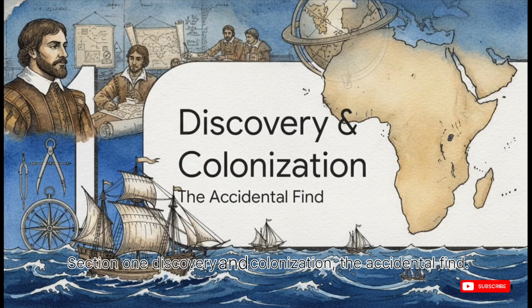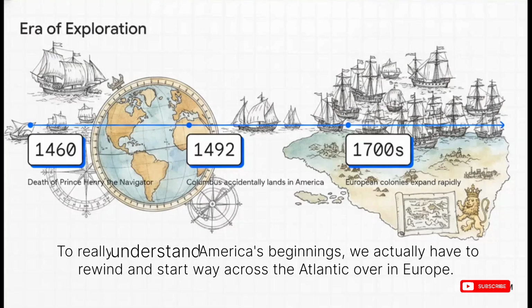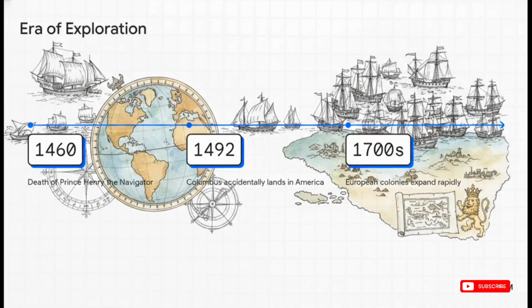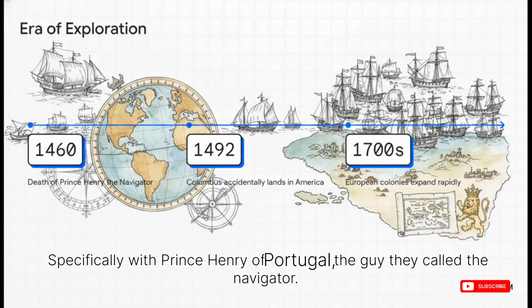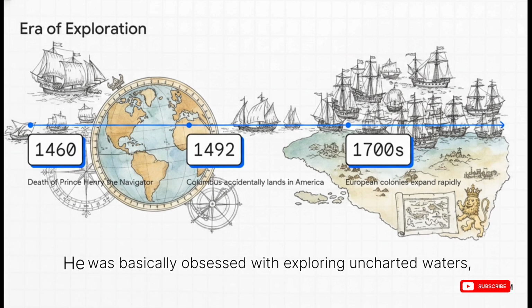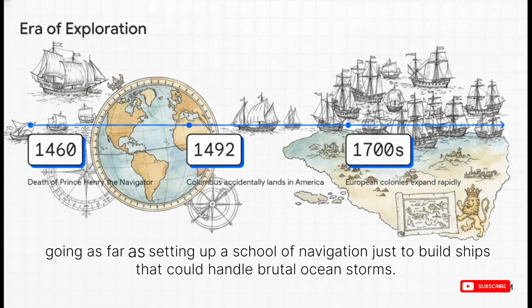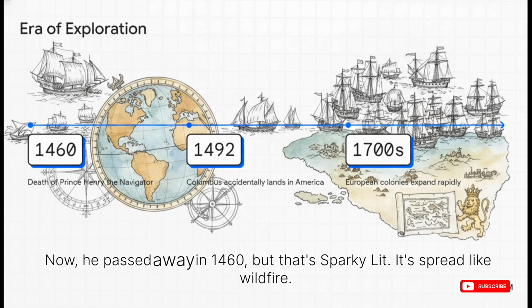Section 1, discovery and colonization, the accidental find. To really understand America's beginnings, we actually have to rewind and start way across the Atlantic, over in Europe. Specifically with Prince Henry of Portugal, the guy they called the Navigator. He was basically obsessed with exploring uncharted waters, going as far as setting up a school of navigation just to build ships that could handle brutal ocean storms. Now, he passed away in 1460, but that spark he lit spread like wildfire.